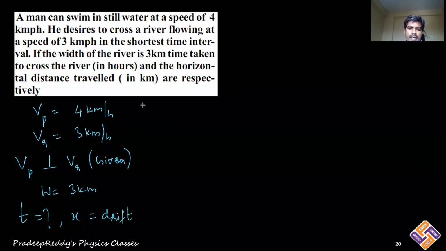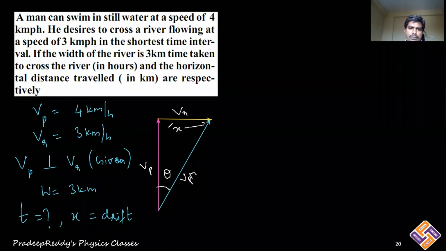First, let me plot the vector diagram. A vector diagram will be like this. Person is intended to reach this point, but velocity of the boat is in this direction and the resultant vector will be like this. This is velocity of the person, velocity of the river, velocity of the person with respect to river. It will be drifted by some angle theta. This length is x. I want to find out this x as well as time taken to cross the river. You have a basic formula.